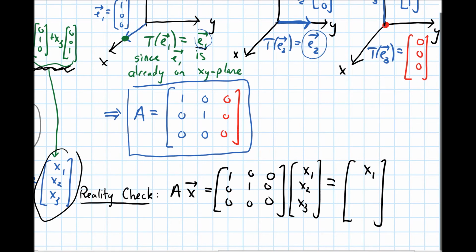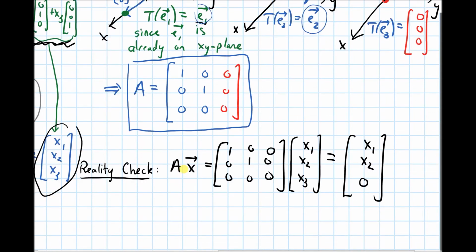I just wanted to erase those lines so they don't clutter my work. If I do the same thing for the next row, I will get x2 for this entry. For the third entry, I would have x1 times this 0, x2 times the next 0, x3 times the last 0, so I would get 0. Okay, so when I multiply my vector by A, I get x1, x2, 0. The third component is just becoming 0.